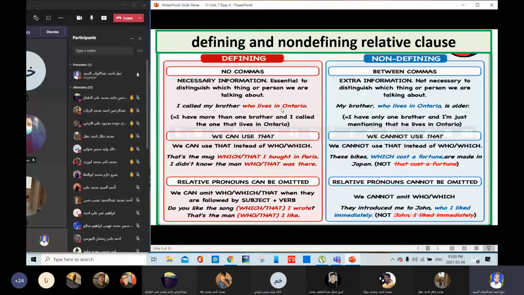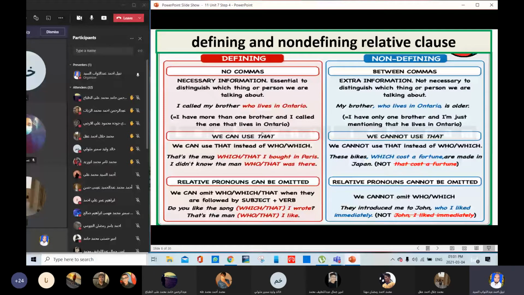That's the mug which I bought in Paris. Mug means carpet. That's the mug that I bought in Paris. I didn't know the man who was there. I didn't know the man that was there. So we can use that instead of who or which when you have necessary information.